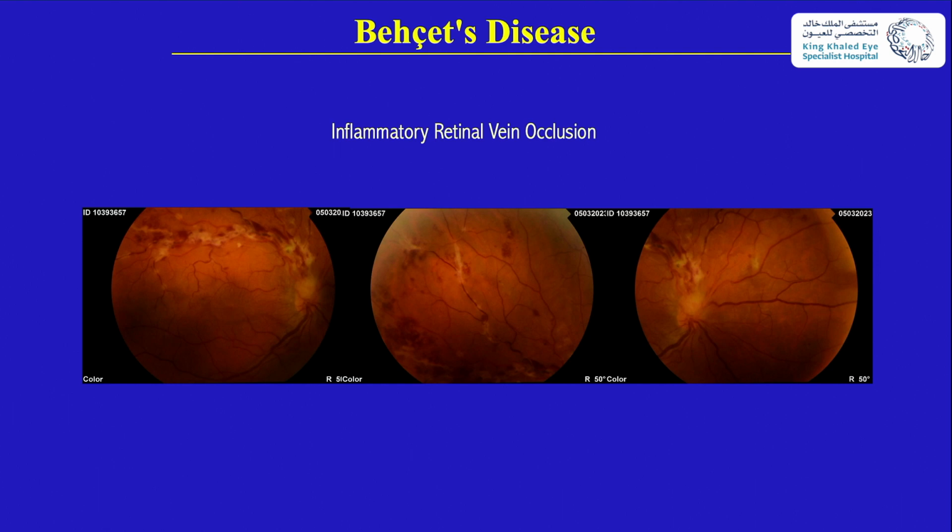Many years ago, I was giving a lecture about Behcet in Venice, Italy, and one of the colleagues, she asked me, Dr. Absar, when should we say inflammatory vein occlusion? I told her it's simple. If you have manifestations of vein occlusion, in addition to sheathing, this is inflammatory vein occlusion. I think it's clear.